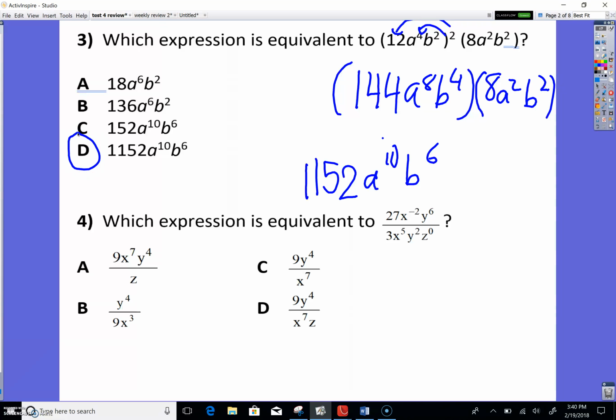Okay, here is up and down, so we're going to do the quotient rule. 27 divided by 3 is 9. Negative 2 says x to the negative 7. Y, 6 minus 4 is y to the 4. Z is nothing. Okay, so I need just to bring the x down.